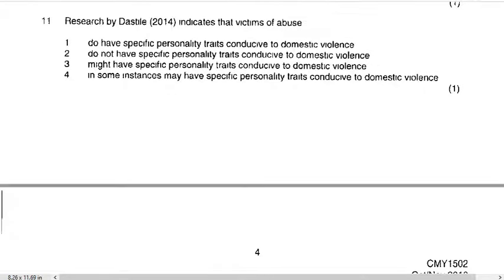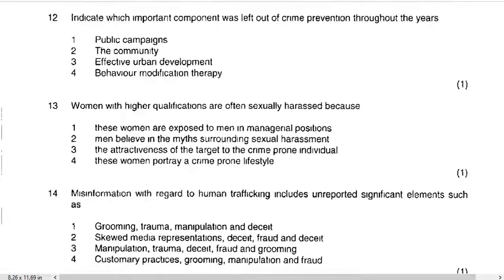11. Research indicates that victims of abuse, the answer is 2, do not have specific personality traits conducive to domestic violence. The answer is on page 55. 12. Indicate which important component was left out of crime prevention throughout the years. The answer is 2, which is the community. This is found on page 99 of our study guide.